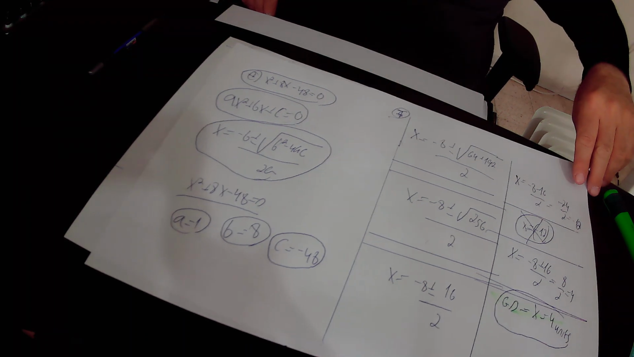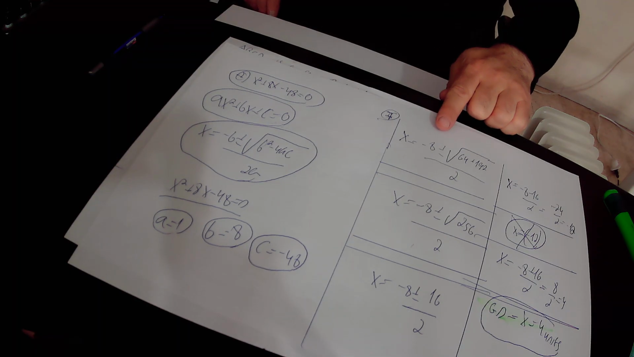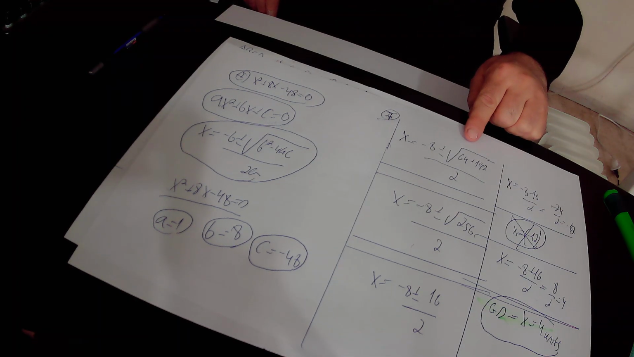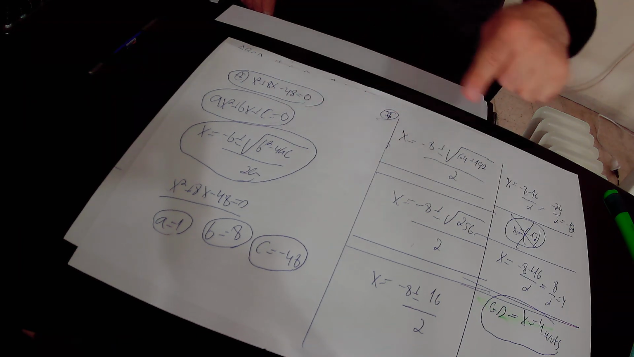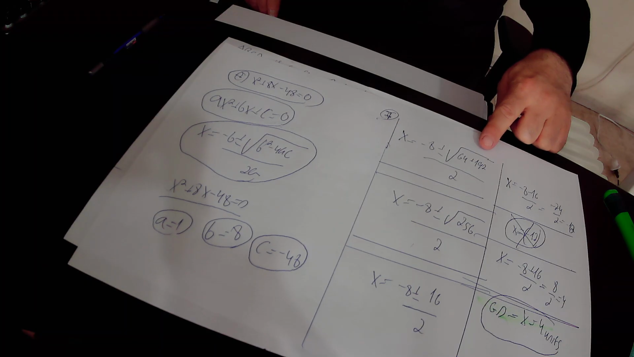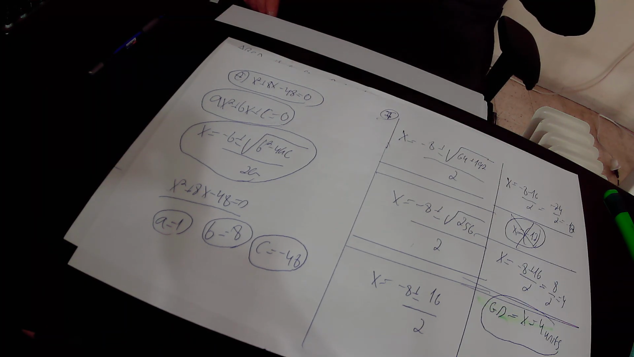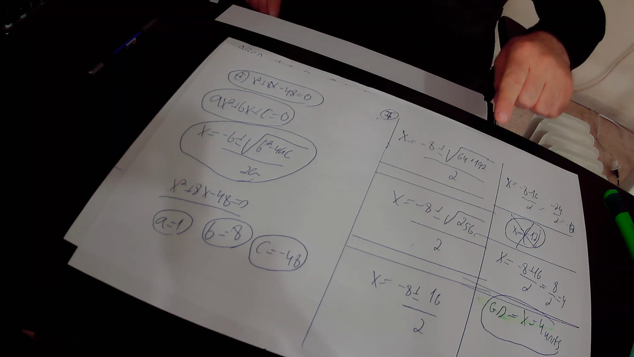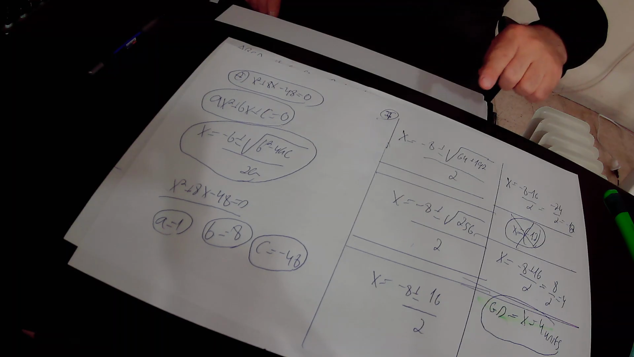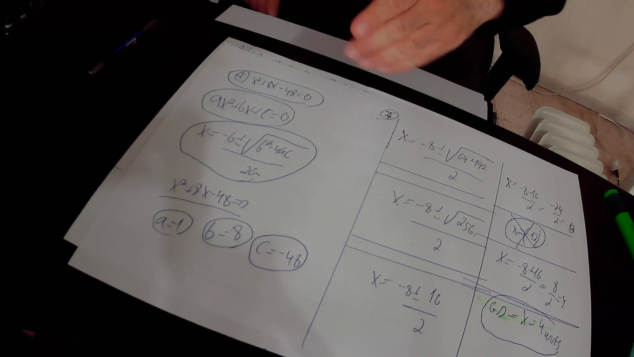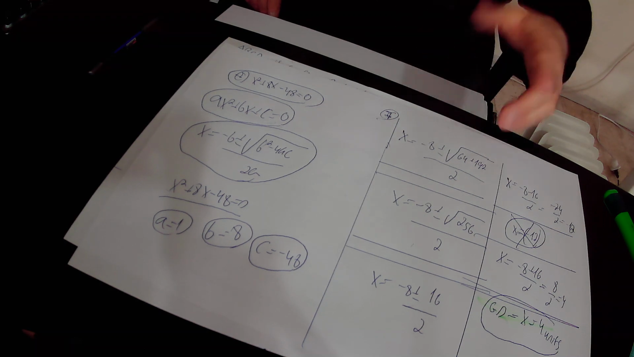We did it here and we found out that x equals minus b. b is 8, therefore minus b is minus 8, plus minus square root of b squared. b is 8, therefore b squared is 8 squared, that is 64, minus 4 times ac. So it is minus 4 times a. a is 1, so minus 4 times 1 is minus 4 times c. c is minus 48, so minus 4 times minus 48 is plus 192. So inside the root we have 64 plus 192 divided by 2a. a is 1, so 2a is 2 times 1, that is 2.